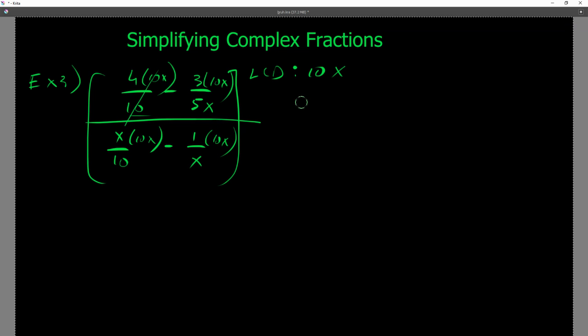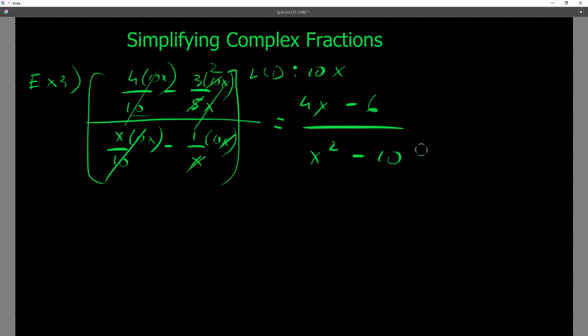Good. So now I have just 4x, and the 10 cancels with the 5. I have 2. The x cancels with x. Now I have 6. 10 cancels with 10. I have x squared. And then x cancels with x. I have minus 10. And that's it. You're done there.